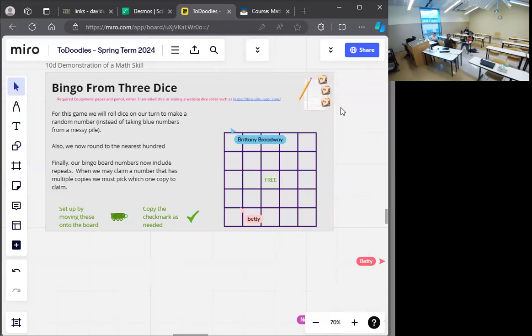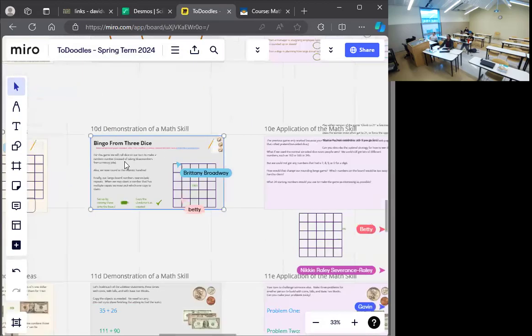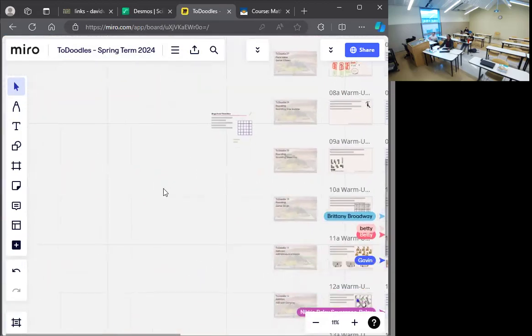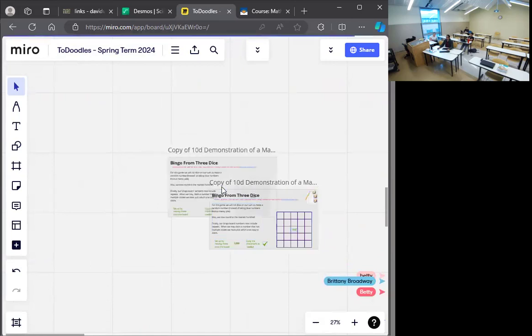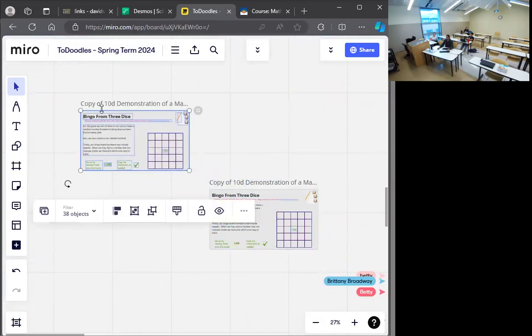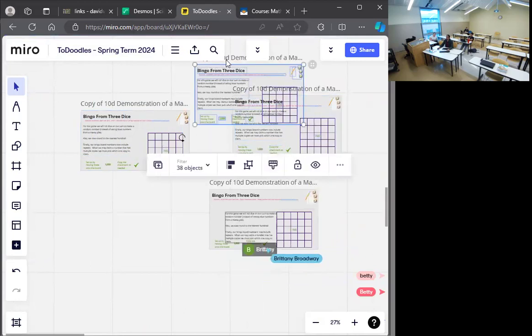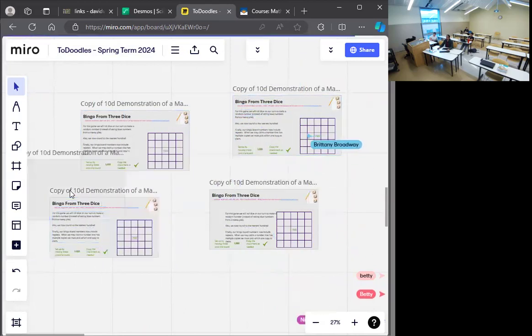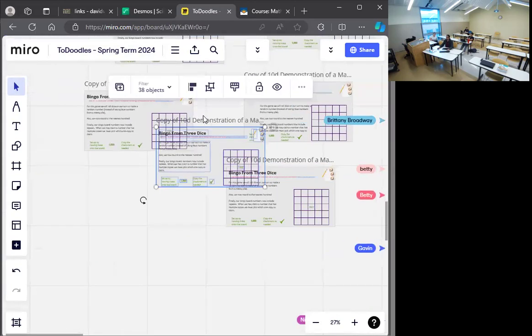Do you want to try that? Do you want to try the harder bingo? Please. Yeah. I'm going to make a bunch of copies of this, so we're not all confused. I'm going to go over now to the left side and put it there. So grab one of these, put your name on it, and move the green numbers to make your bingo board.